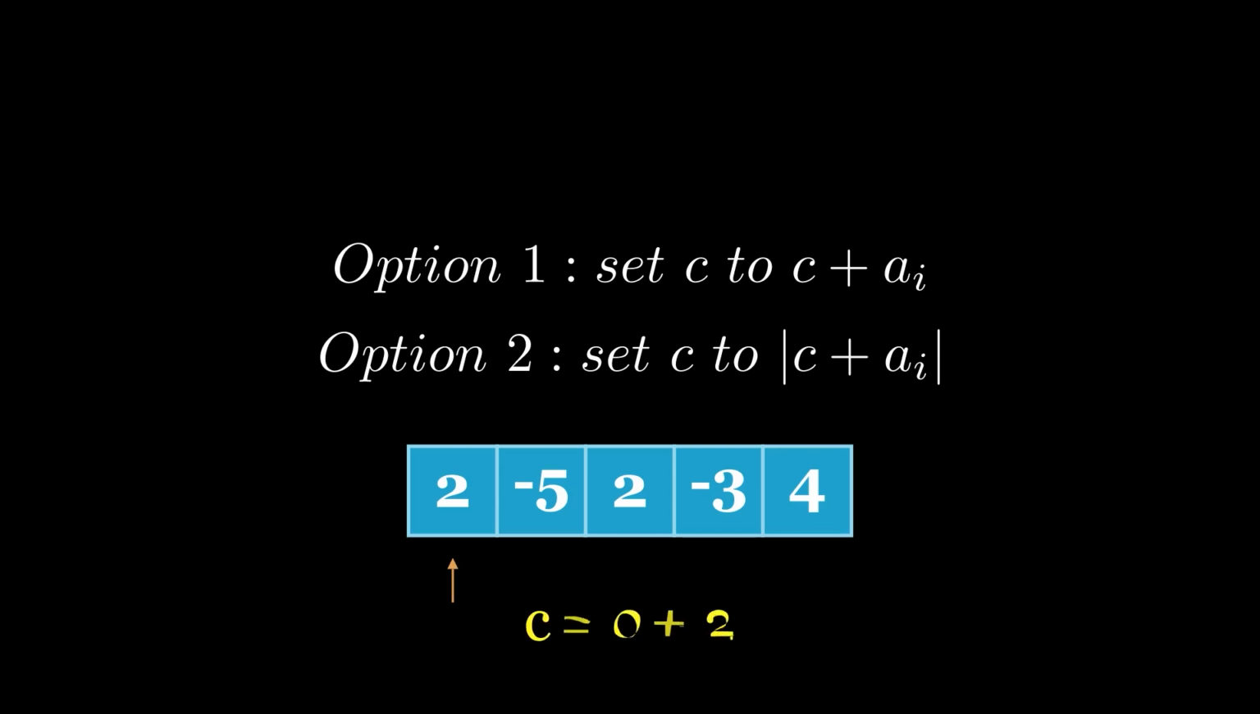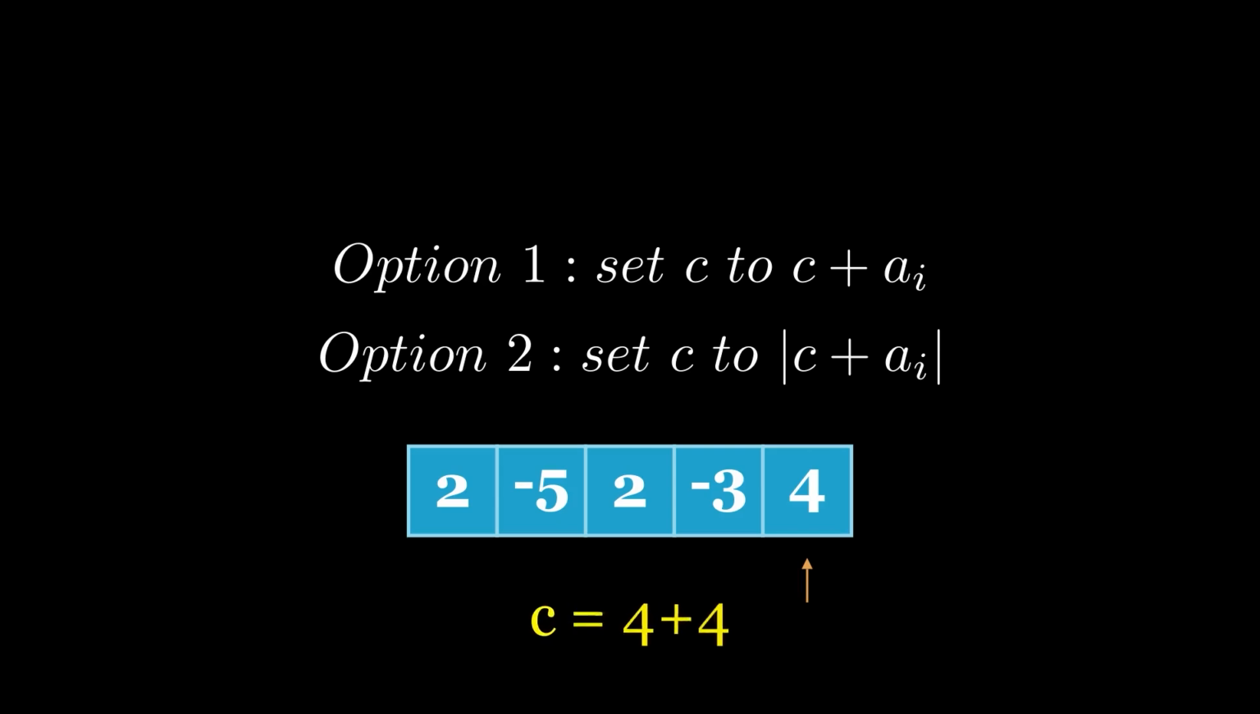For example, for the first index, we can set c to be either 0 plus 2 or the absolute value of 0 plus 2. In this case, it's the same, but let's look at the next index. We can either set C to be 2 minus 5 or the absolute value of 2 minus 5. We can see with the optimal operations, C can be at most 8 after all n operations.